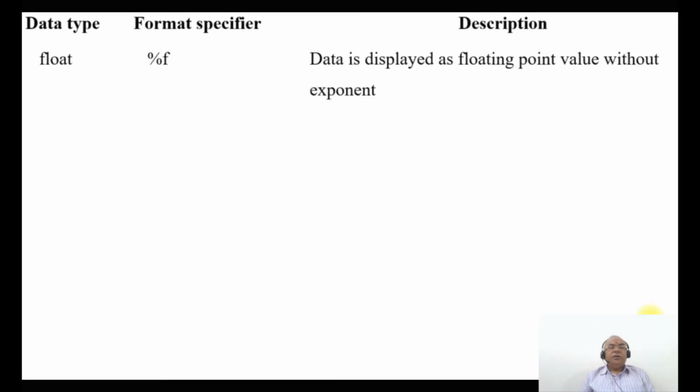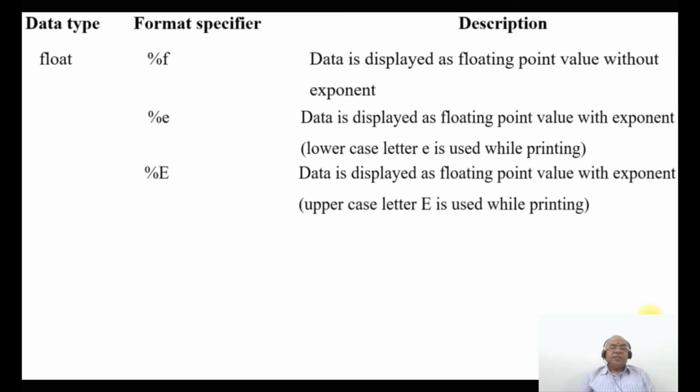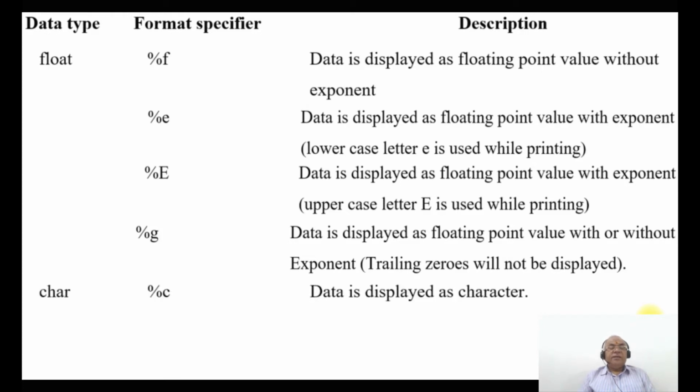Next the data type is float. Again %f is the format specifier. Data is displayed as a floating point value without exponent. %e, data is displayed as a floating point value with exponent, with the lowercase letter e used while printing. Similarly, %E, data is displayed as a floating point value with exponent, with uppercase letter E used while printing. %g, data is displayed as a floating point value with or without exponent, and trailing zeros will not be displayed.